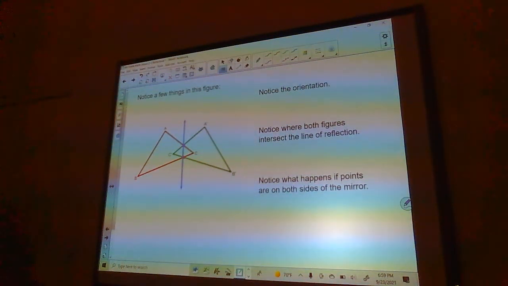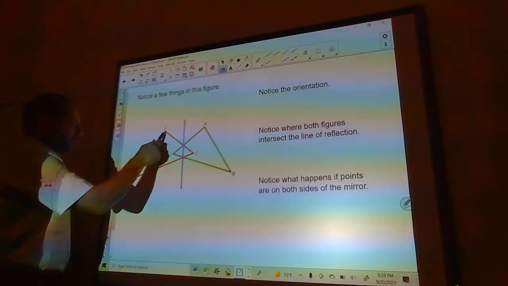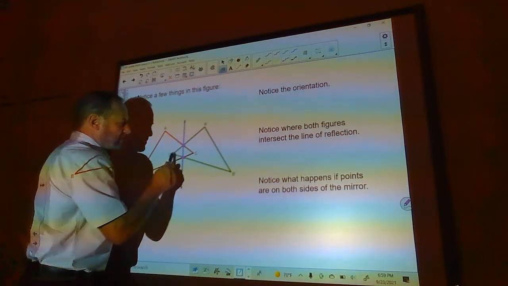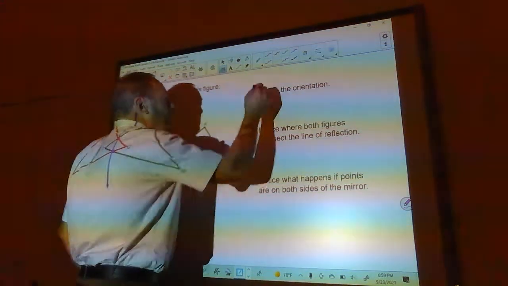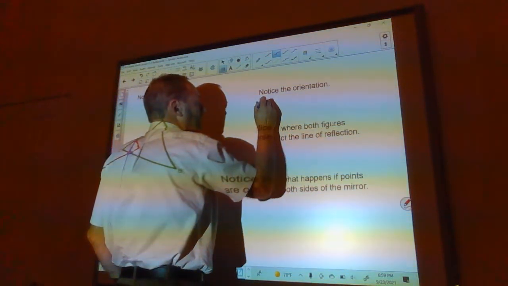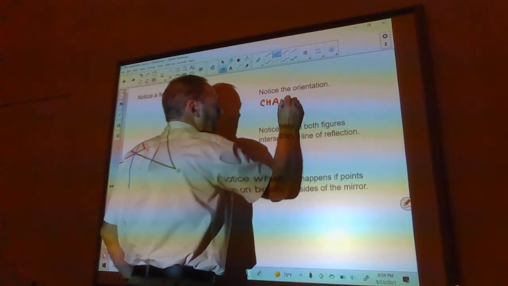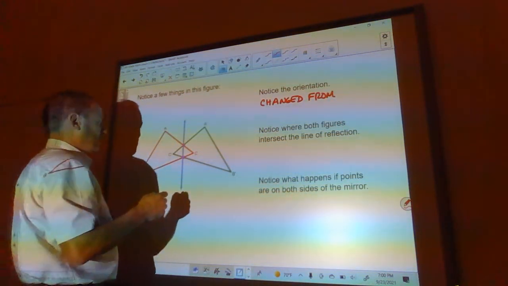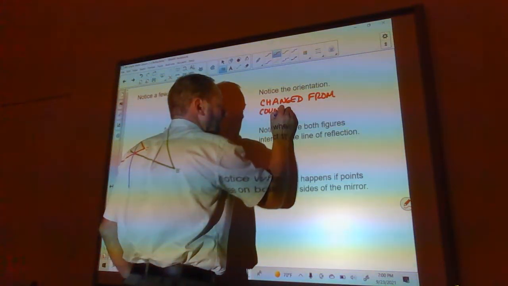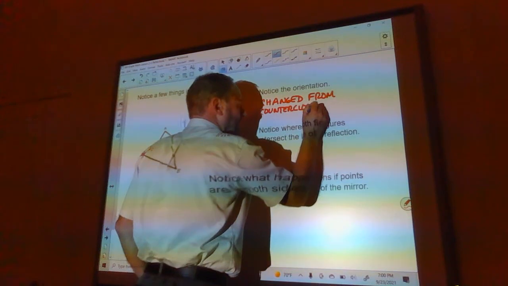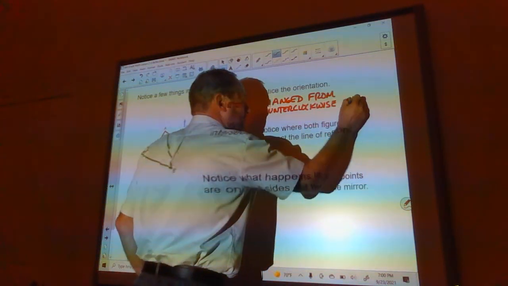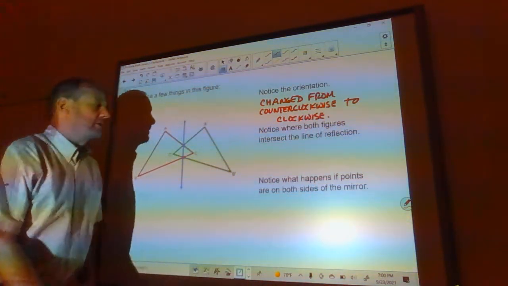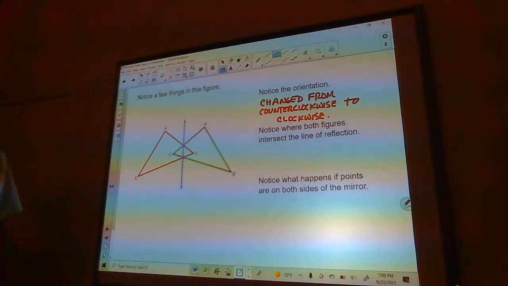Okay? Now let's answer the questions here. Notice the orientation. This is oriented A, B, C. This is going counterclockwise. And then A prime, B prime, C prime, this is going clockwise. So this orientation changed from counterclockwise to clockwise. Reflections are always opposite orientation. If one of them's clockwise, the other one's counterclockwise.